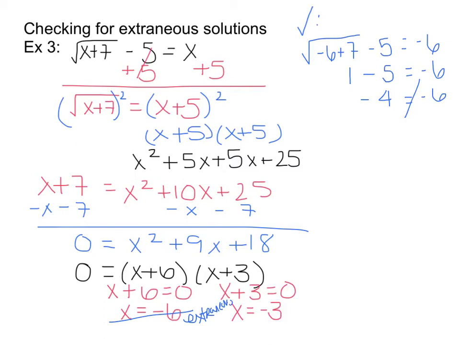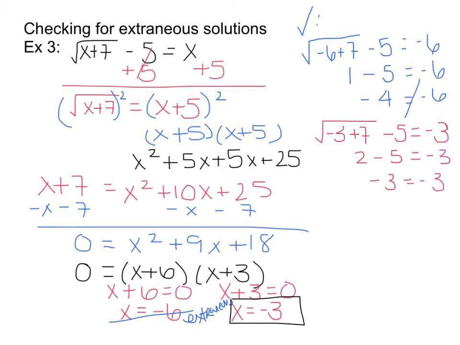Okay, let's check and make sure that -3 works, because it could be extraneous as well and we could have no solution. So I plug it in for x into my original equation. So the square root of -3 plus 7 minus 5 equals -3. -3 plus 7 gives me 4. The square root of 4 is 2. 2 minus 5 does give me -3. And so since that works, your only solution is x equals -3.